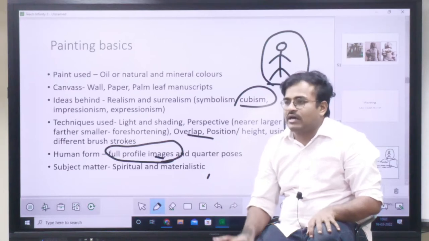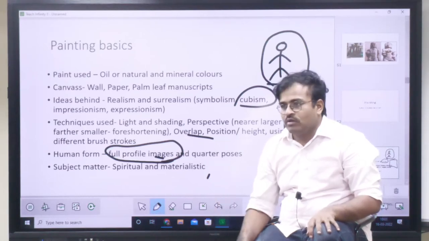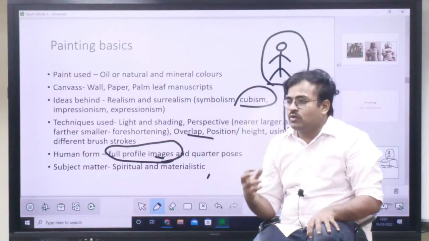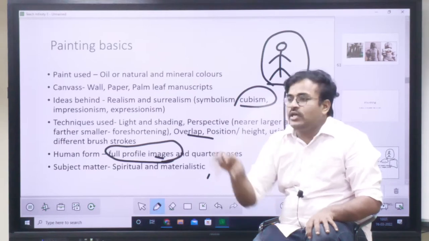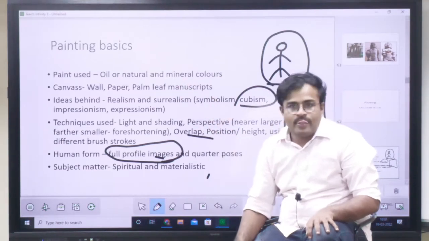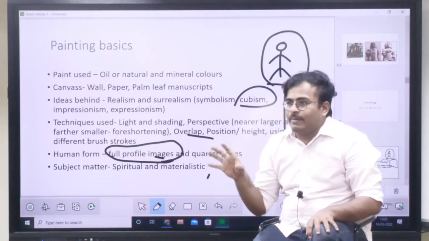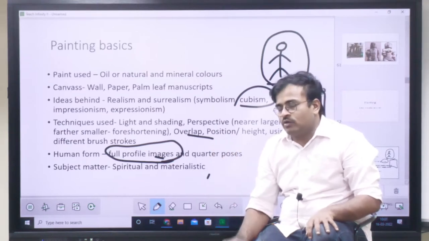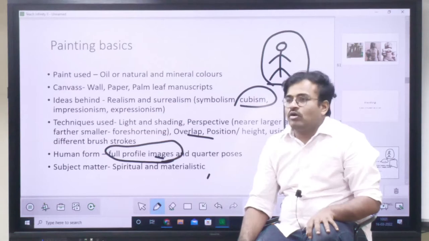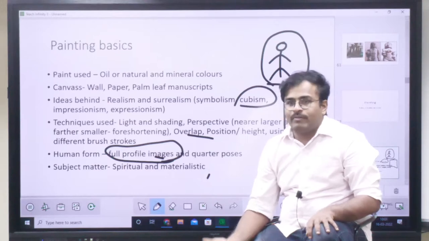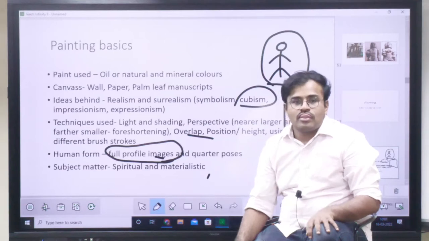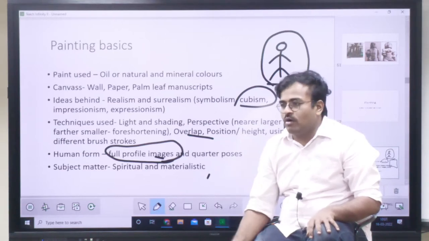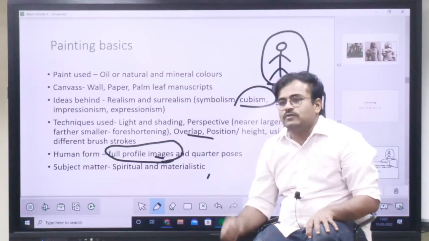Some of these images are considered to be totems for the local tribe. Some paintings were also seen as spiritual symbols, where people used to come and pray to the painting done on a particular wall. Sometimes they also drew images in what is known as X-ray format, where the internal organs of the animals are clearly depicted on the wall. Are you getting it? That is a very advanced form of painting tradition. This is one more thing that they have done.